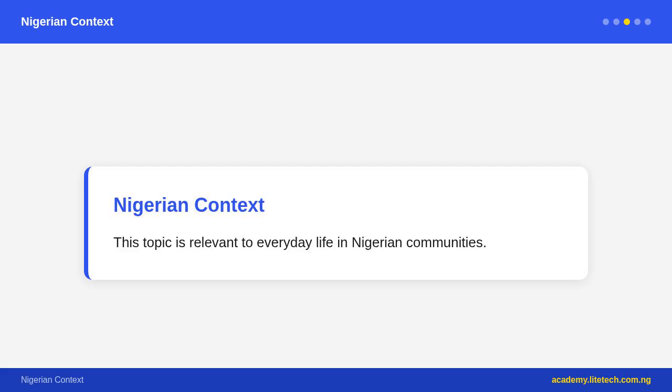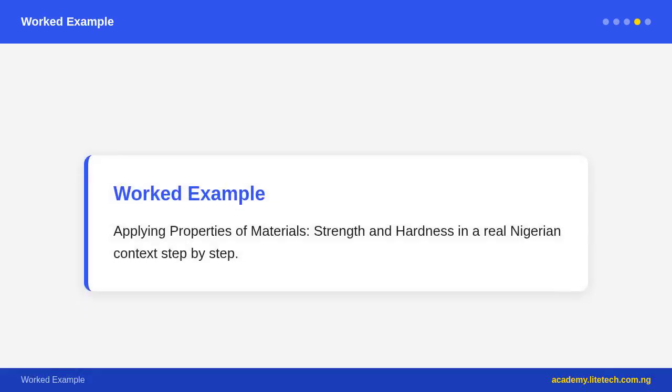Now let us look at other important material properties. Elasticity is the ability of a material to return to its original shape after the deforming force is removed. A rubber band is elastic, stretch it and it springs back. Steel is also elastic within limits, this elastic region is important in spring design.